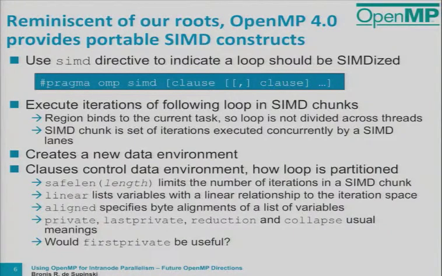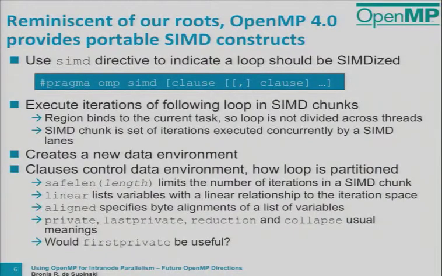In the interest of time, I'm not going to go into this, but linear is basically what you want to use, and is now the default for the iteration variables of a single loop that you SIMDize. You can specify alignments, and you can, again, still say things are private, lastprivate, and reduction, and you can collapse multiple loops into a single SIMD loop.